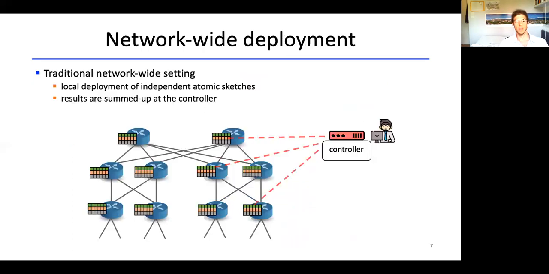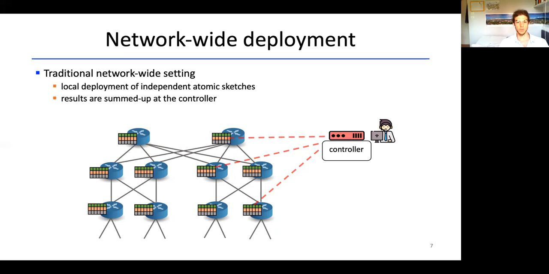Well, once we have atomic sketches, still they should be deployed network-wide. And the standard approach to doing this is to equip network switches with their own atomic sketch. And in this configuration, all the sketches are independent of each other. Then a central controller periodically fetches the counters and puts them together in order to answer user queries. Of course, in this case, we should take care not to count a flow twice.